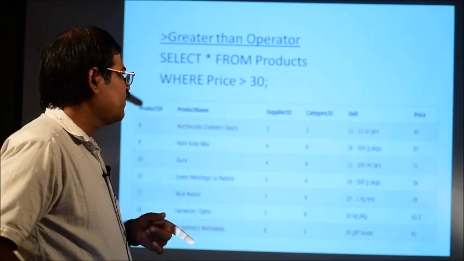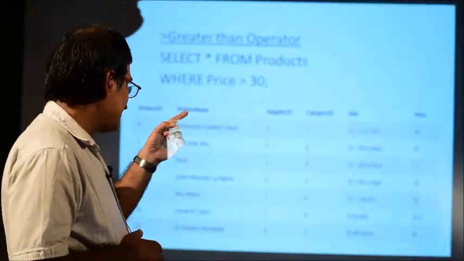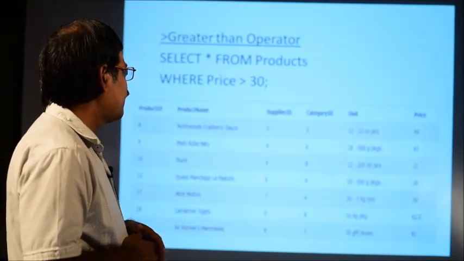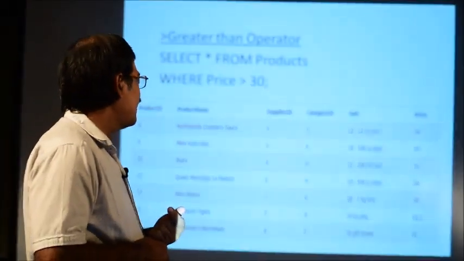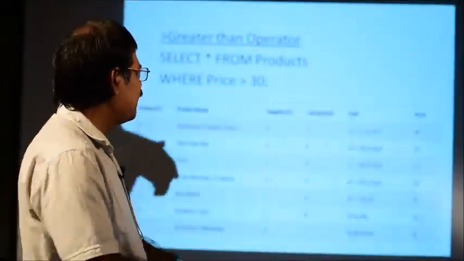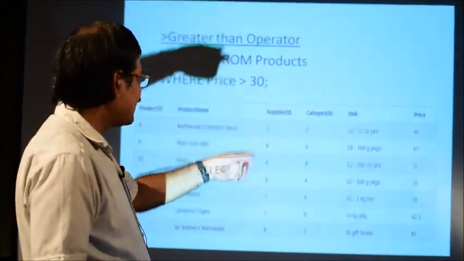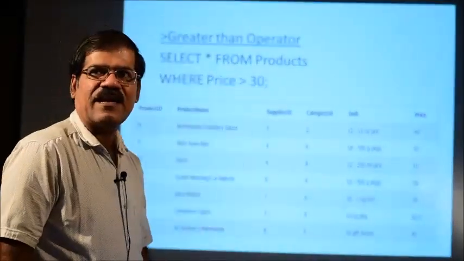So all the records will be here. You look at the price. The first record's price value is 40, which is obviously greater than 30. 97 is also greater than 30. I am talking about the price; look at the right side, where it is given as price. So all the records selected from this products table have a price value greater than 30.